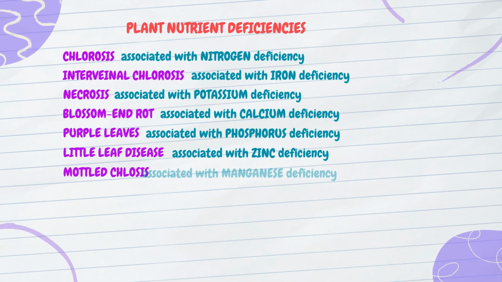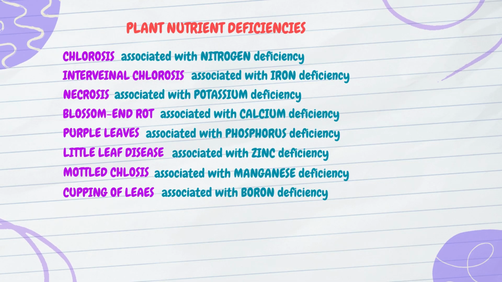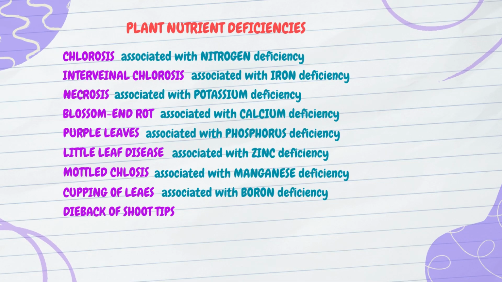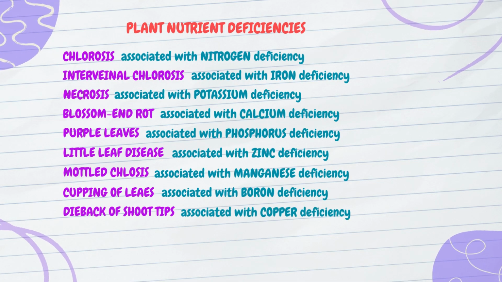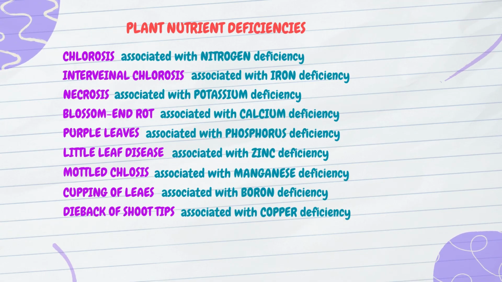Mottled chlorosis is associated with manganese deficiency. Cupping of leaves is associated with boron deficiency. Dieback of shoot tips is associated with copper deficiency. Plants don't just suffer, they signal. Learn to read their symptoms, and you'll never be clueless again.